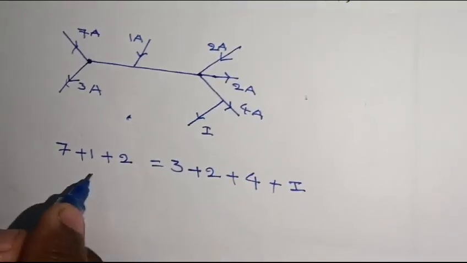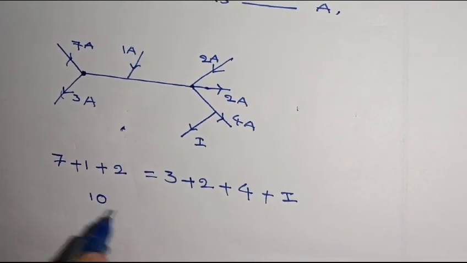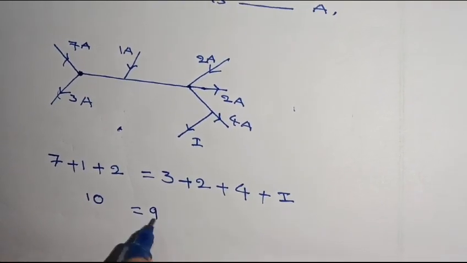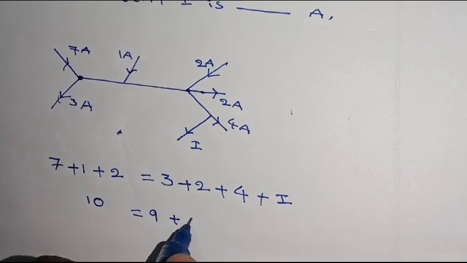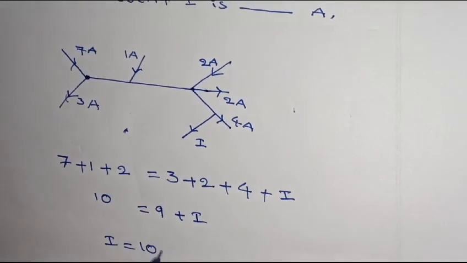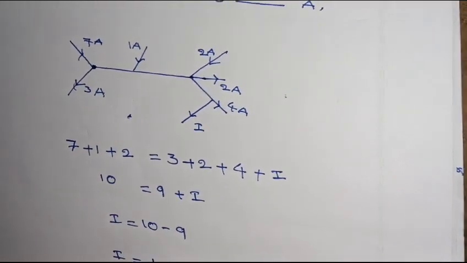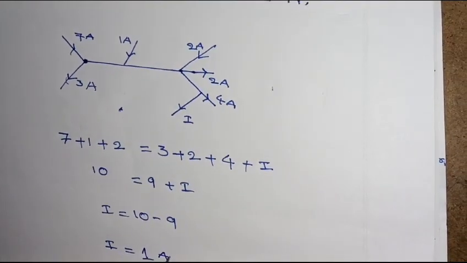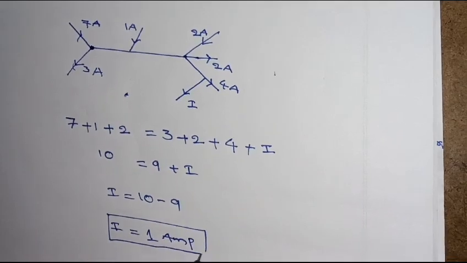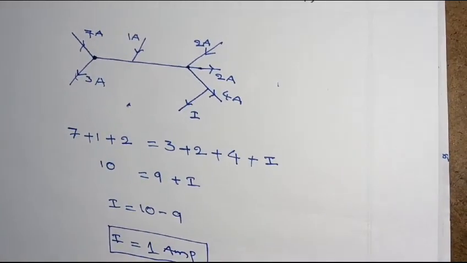So from this we can calculate the I value. 7 plus 1 plus 2 is equal to 10. 3 plus 2 plus 4 is equal to 9 plus I. So from this, I is equal to 10 minus 9. I is equal to 1 amp. This is the way to find the current in the circuit diagram by using Kirchhoff's First Law, or junction law, or current law.